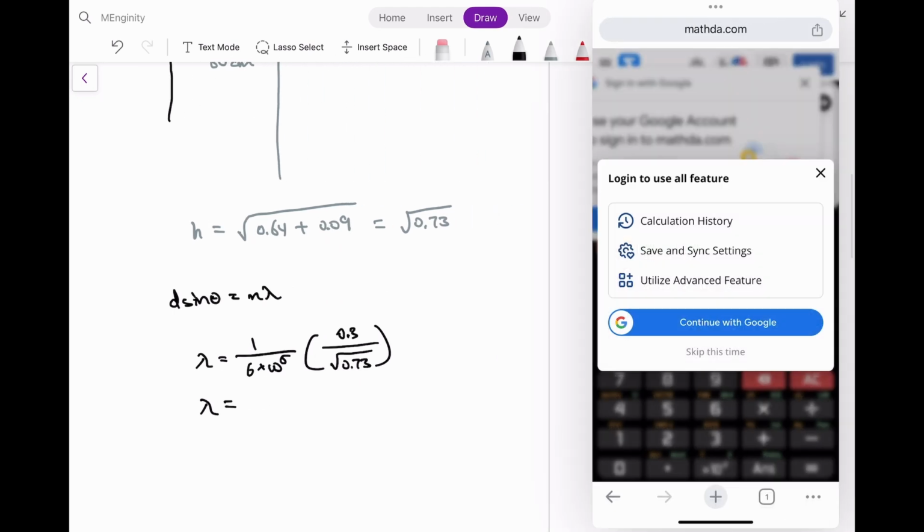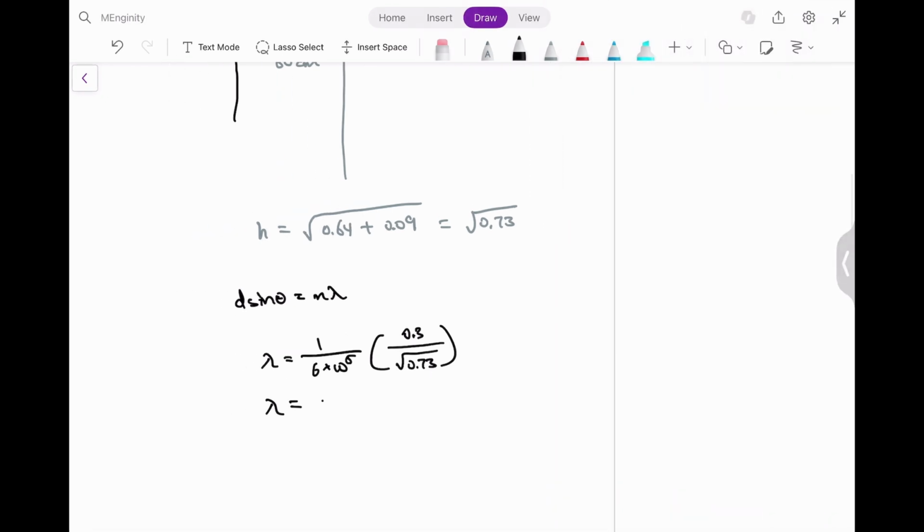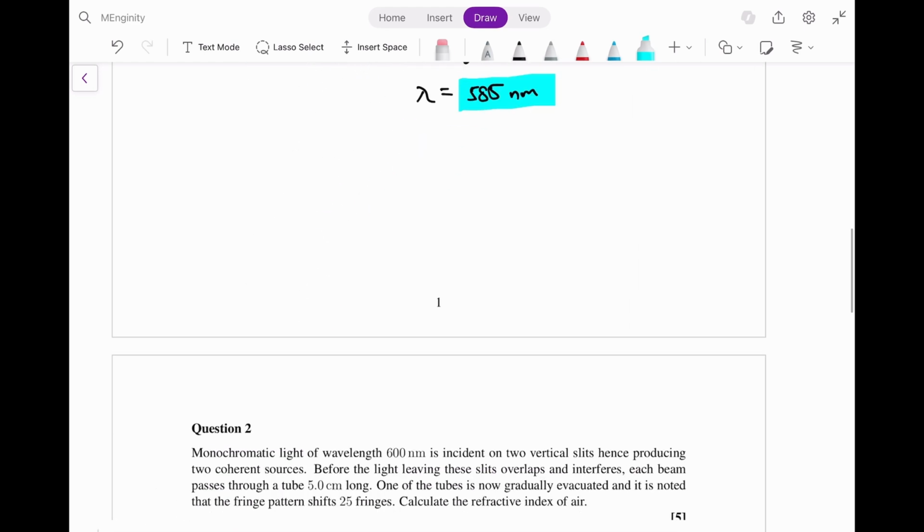So in this case, lambda will be equal to 0.3 over the square root of 0.73, and then times by 6 times 10 to the 5, and that is equal to, let's see, 585, yeah. So that will be equal to 585 nanometers. And this will be the answer to the question. Now let's see the second question.